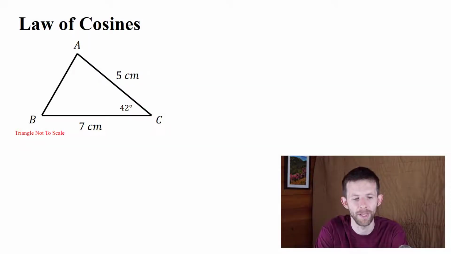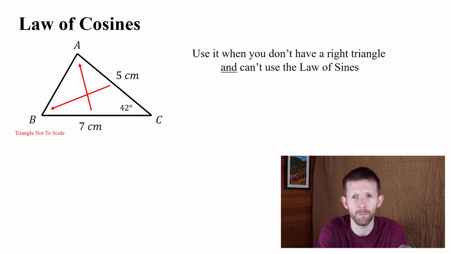I'm given a triangle ABC where side AC is 5 centimeters, side BC is 7 centimeters, and angle C is 42 degrees. Notice one of the sides doesn't have an opposite angle, and the other side doesn't have an opposite angle either. So I can't use the law of sines here. Because I don't have a right triangle, I can't use right triangle trig either.